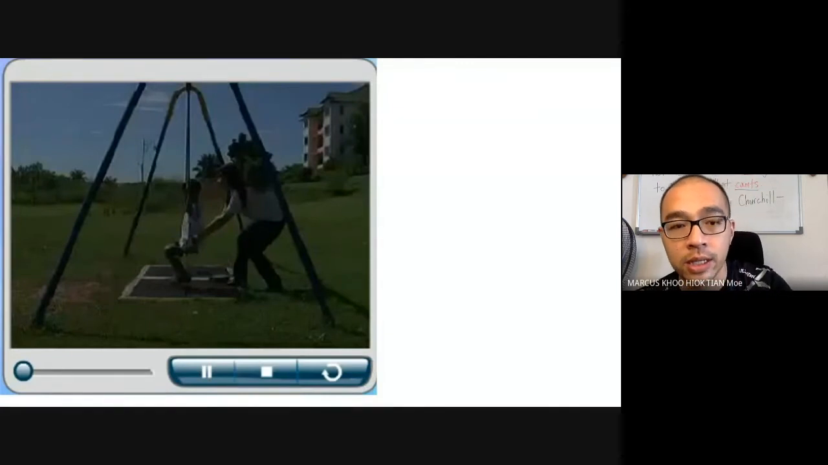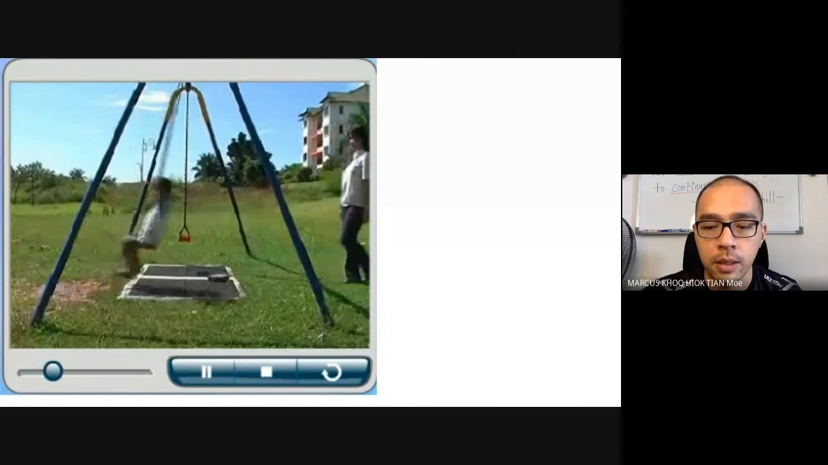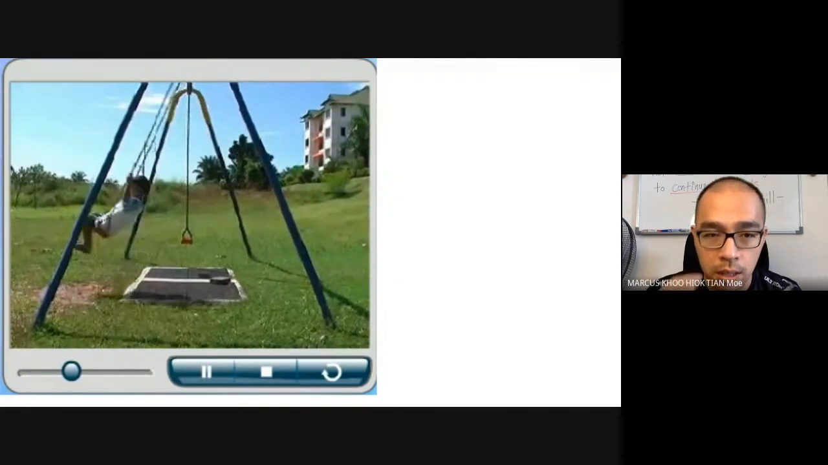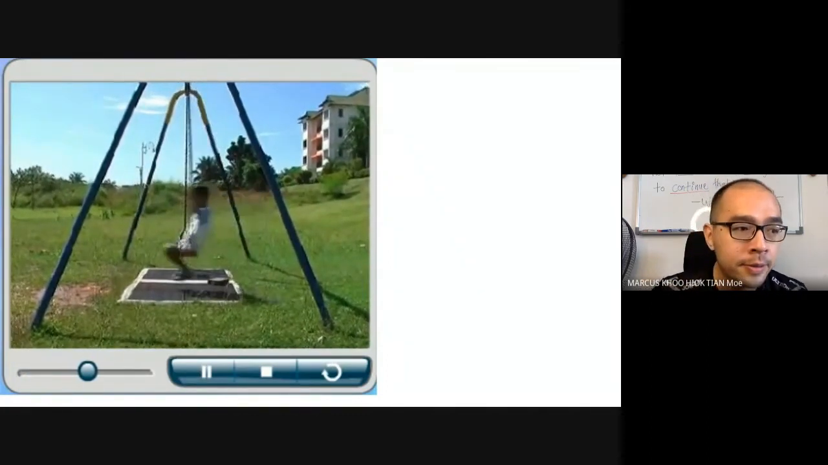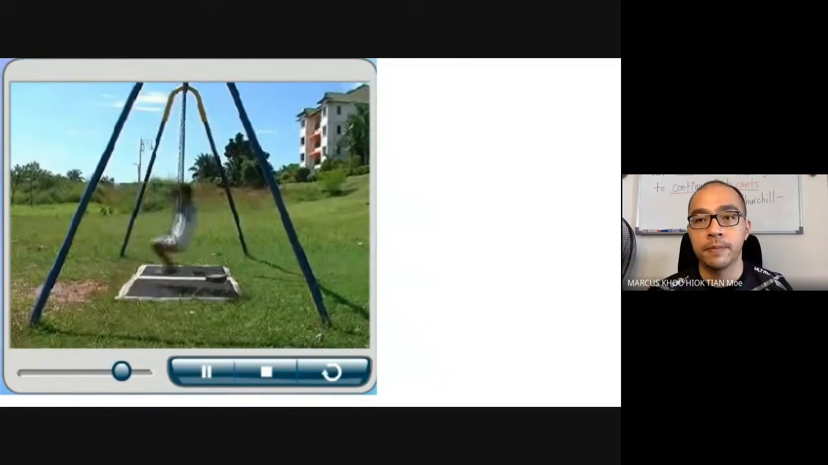Take a look at this video. Have you been on a swing in the playground? What can you say about the amplitude of the swing? What can you do to maintain or increase the amplitude?